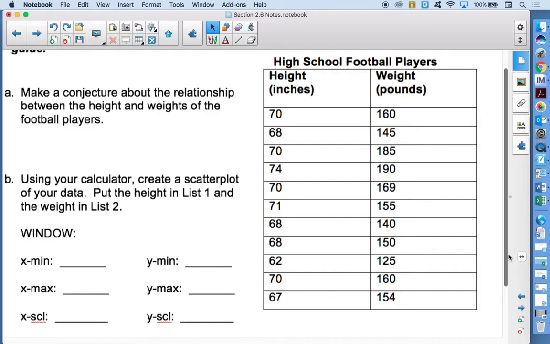What's a conjecture? Mitchell? It's like when you say, I think this is going to happen, but I'm not sure, so let's test it. Yeah. What is that called in science? An educated guess or a hypothesis? That's what they say in science, right? So a conjecture is just the math way of saying make an educated guess about the relationship between height and weight of football players. So how is height related to weight? That's what part A is asking.